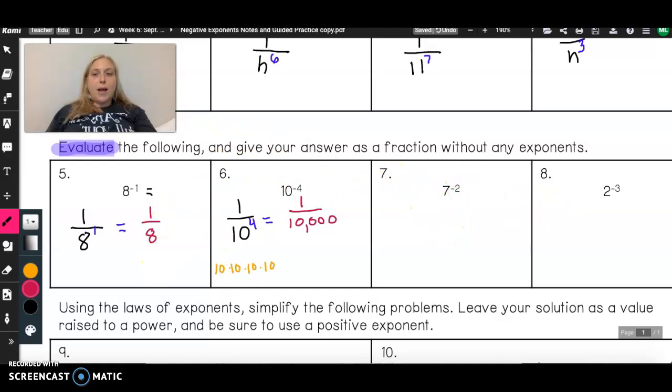All right, so you're going to pause the video here, and you're going to try your hand at taking number 7 and number 8 and putting them first into exponential form and then into standard form. Try it.